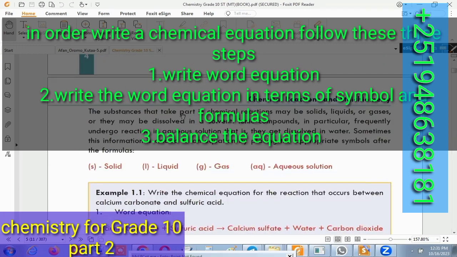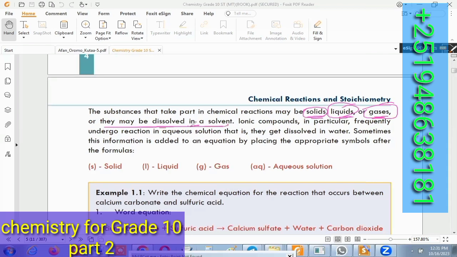The substances that take part in a chemical reaction may be in a solid form, a liquid form, or a gas form, or they may be dissolved in a solvent. Ionic compounds frequently undergo reactions in aqueous solutions, that is, they get dissolved in water. Sometimes this information is added to an equation by placing the appropriate symbols after the formulas.